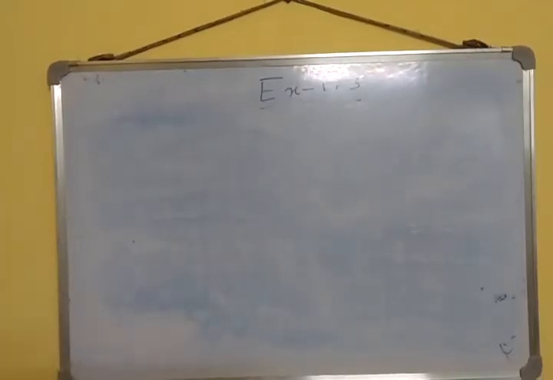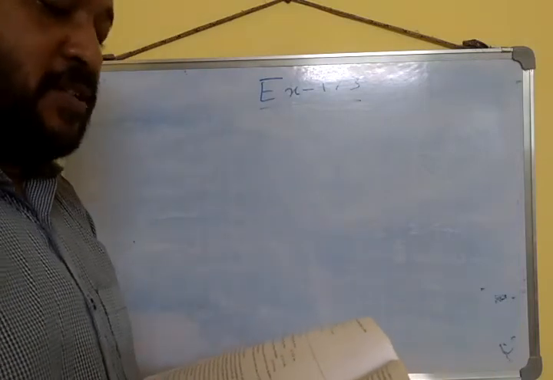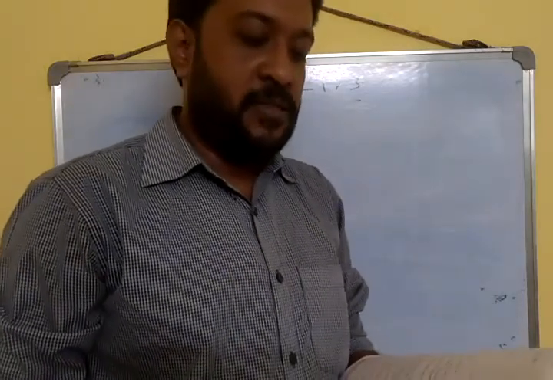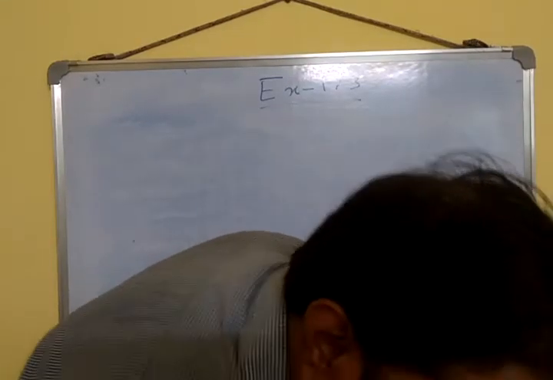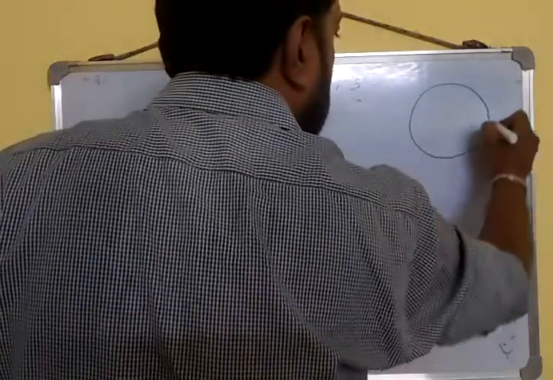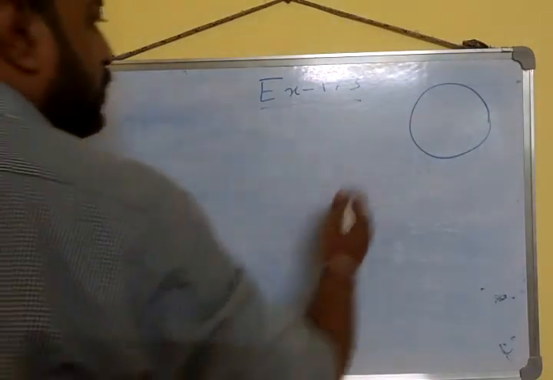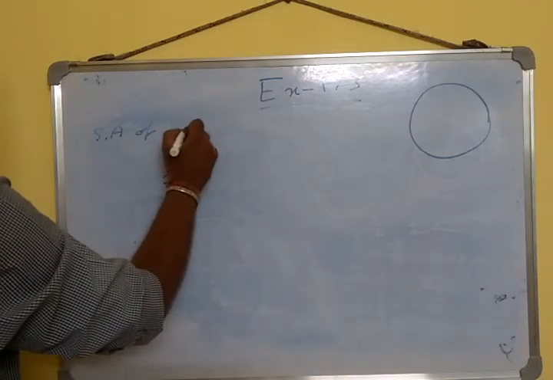Now, I'm going for a very big math. It is a really big math. In my book, it is question number 16. I'm reading out the math. The surface area of a solid sphere is 1256 centimeter square. I have a solid sphere whose surface area is 1256 centimeter square.